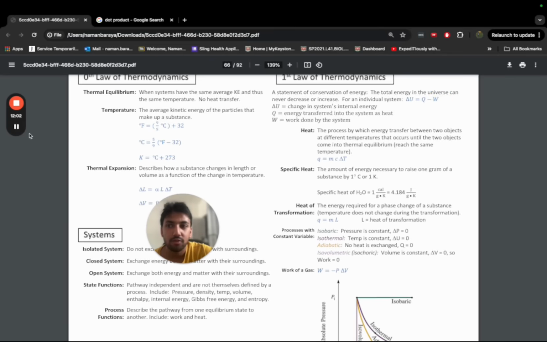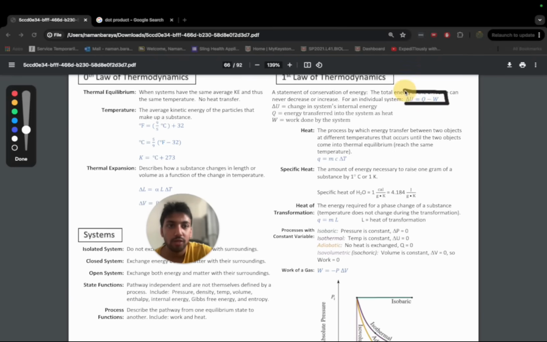And so this is a cardinal equation that you should understand why it is true, because it describes the change in internal energy, and it's equal to the energy transferred into the system as heat minus the work done by the system. And essentially, in the universe, this change is zero.